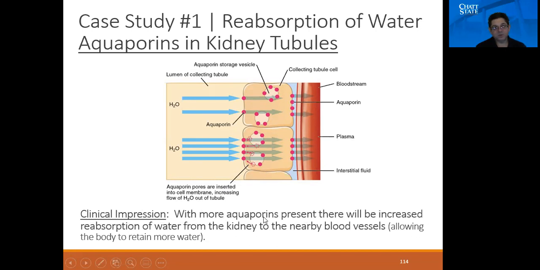For Jasmine, with more aquaporins, increased water reabsorption. Kind of goes hand in hand, allowing the body to retain more water, both inside the cells and outside the cells, because we all know that pregnant women get swollen, which is why you've got to keep track of the blood pressure. That's very important. Don't want that to get out of hand.